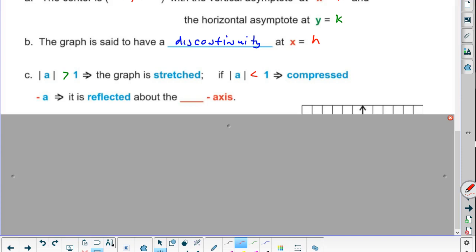If there's a negative with the A, then it's reflected about the x-axis, or really, in the less simplistic form, it's reflected about the value of x equals h. I'm sorry, did it backwards. Of y equals k. Really reflected about the value of y equals k. And I'll show you this in a little bit when we graph a few.